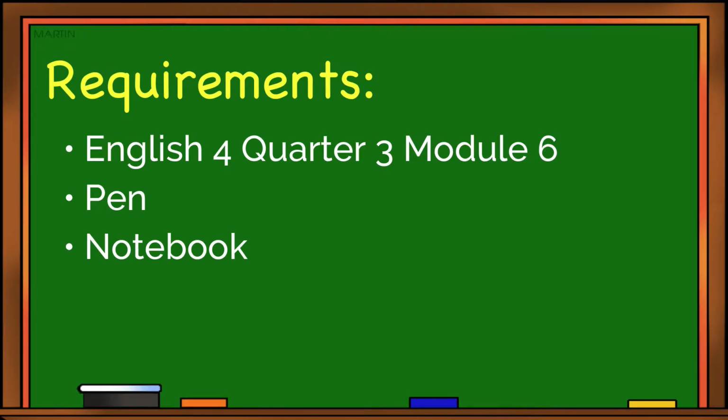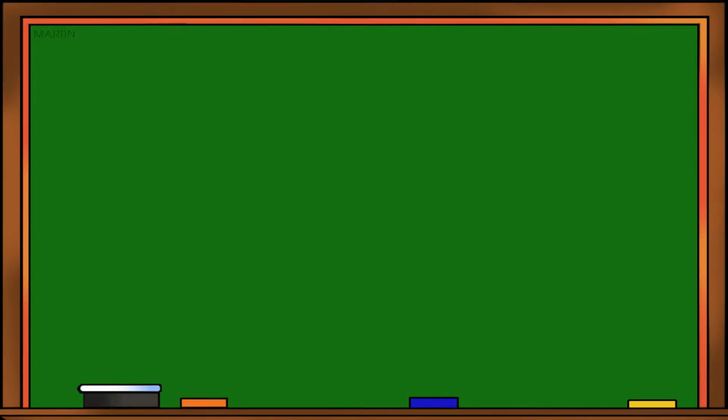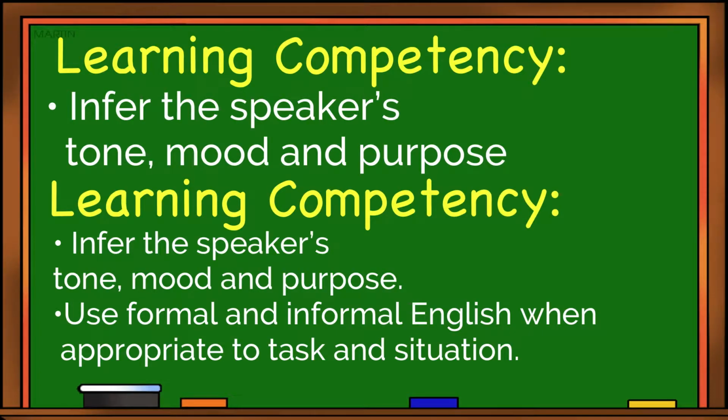Before we proceed to our lesson, make sure you have with you your English 4 Module 6 of Quarter 3, your pen, and your notebook. Our lesson for today is Infer the speaker's tone, mood, and purpose. At the end of the lesson, you are expected to infer the speaker's tone, mood, and purpose. Use formal and informal English when appropriate to task and situation.